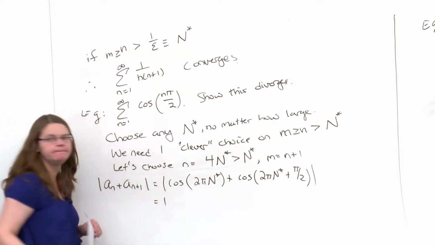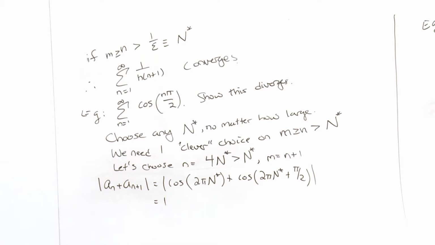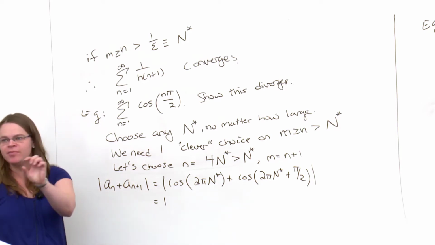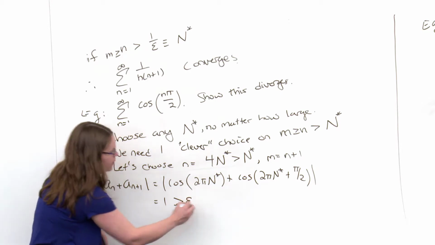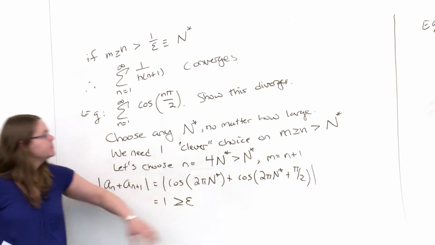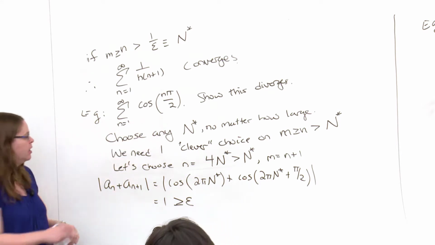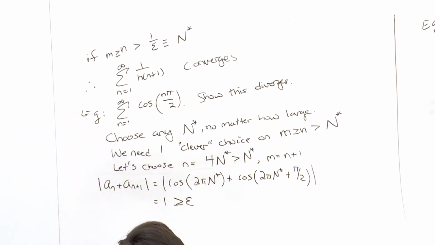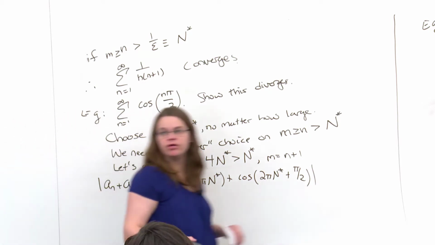Okay, this adds up to 1. And it always adds up to 1. It doesn't matter how big my n star is. You can take n star as enormous as you like. Take n star equal to the number of fundamental particles in the universe. I don't care, this adds up to 1. And 1 is not less than any epsilon I can choose. So if I pick this to be my epsilon, for example, what have I done? I found an epsilon that breaks this. It says, choose this epsilon. No matter how big you pick your n star, I can find a way to force this sum to stay bigger than or equal to epsilon. That means this is not a Cauchy series.